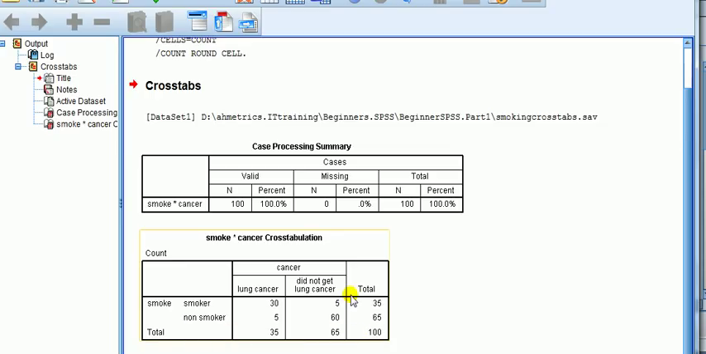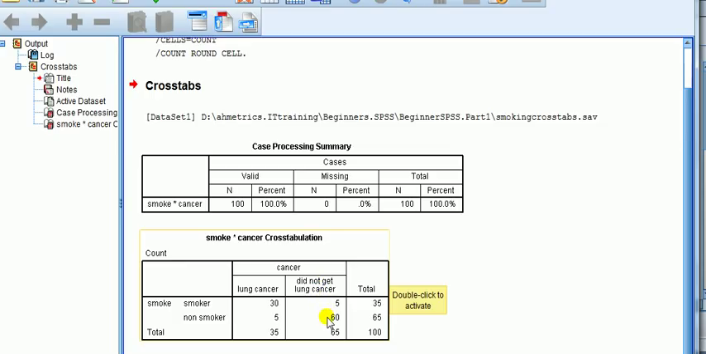If we read this table, this number here, 30, says that 30 people were smokers and had lung cancer. This number 5 here says that 5 people were smokers and did not get lung cancer. Hope you get the idea. Let's go down to this one. That says that 5 people were non-smokers and got lung cancer. And this one here, 60 people, non-smokers, did not get lung cancer.